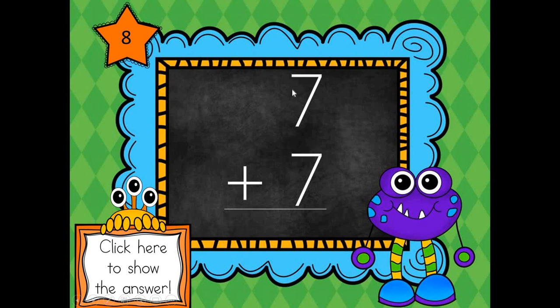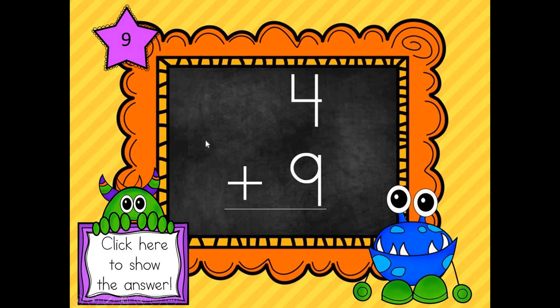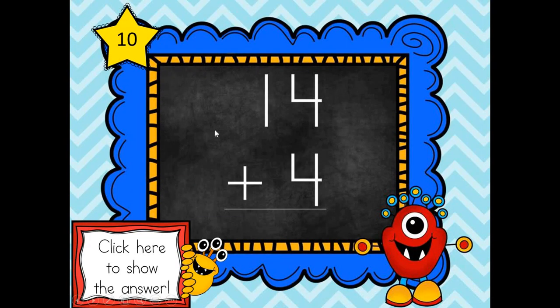That's a doubles fact. When they have the same numbers, it's called a doubles fact. Did you get 14? Good. There we go. How about 4 plus 9? Did you get 13? Good. All right, this will be our last one, then we get to get up and wiggle again.